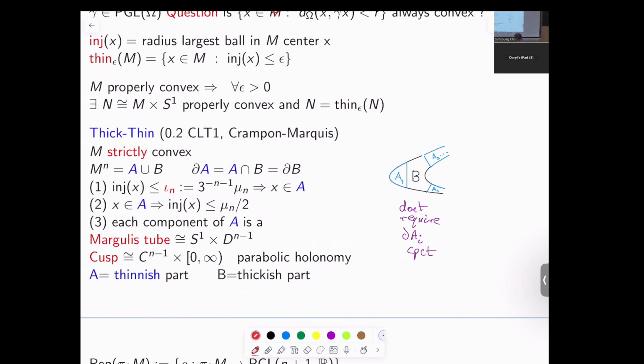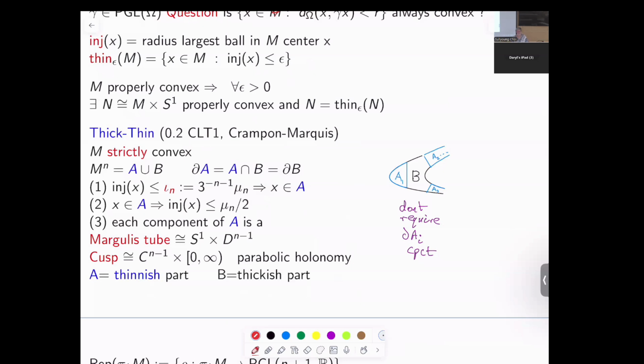If you change the condition of strictly convex to properly convex, nothing like this is true. You can't say anything about the topology of the thin part because of this. Or to be more precise, I think maybe you can, well, never mind. There's no corresponding statement like that for the properly convex.